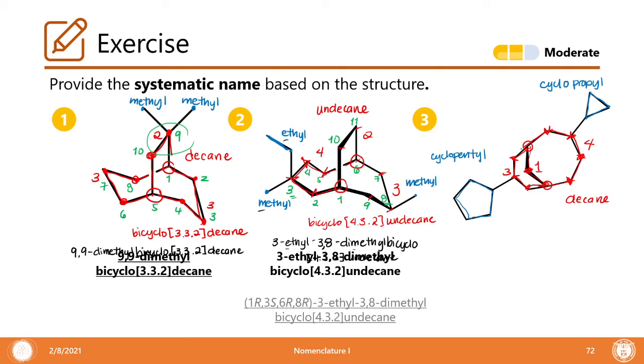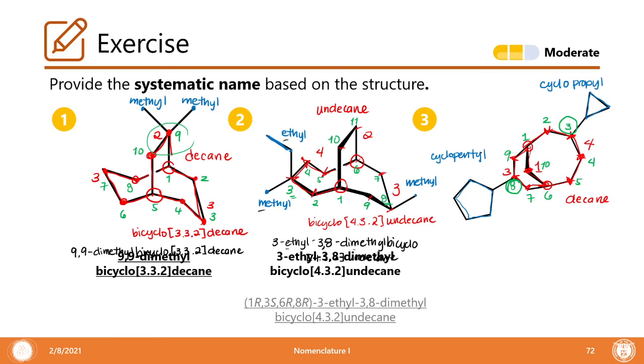Now let's do the numbering. We start with our bridgehead number 1. Then we proceed towards the larger path. I started here because this is closer to our cyclopropyl substituent. 1, 2, 3. So we give it 3, 4, 5, and 6. Then we proceed to the second largest one, 7, 8. So we give it 8, 9, and then 10 at the middle. Then we form our name.